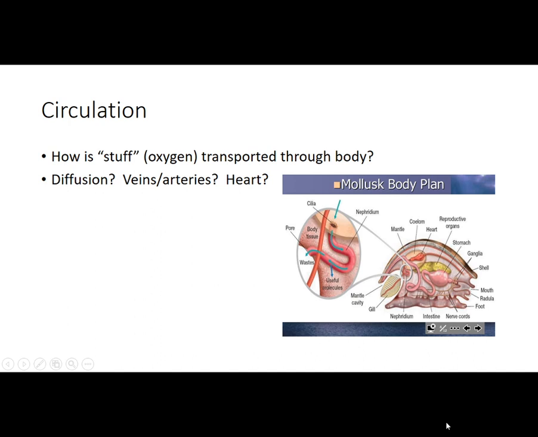All right, circulation. How is stuff transported? I have "stuff" because I'm going to ask them what exactly do we need to circulate. Oxygen is transported through the body. Is it just oxygen we have to transport? What else are we transporting? If you think about that, we have a lot of blood vessels and arteries and veins and all that good stuff, and is it just oxygen traveling through there? So I'll ask them that and try to get some answers out of them.